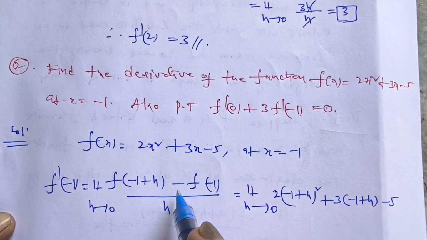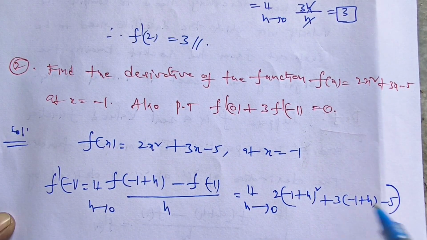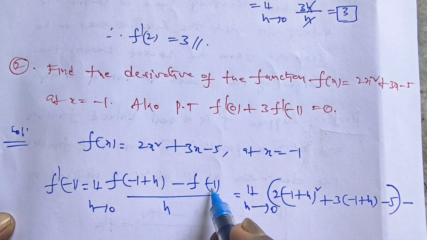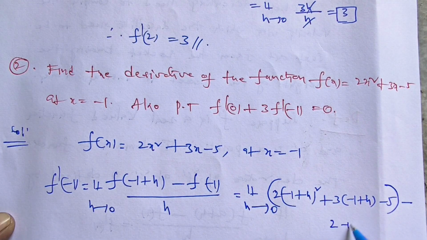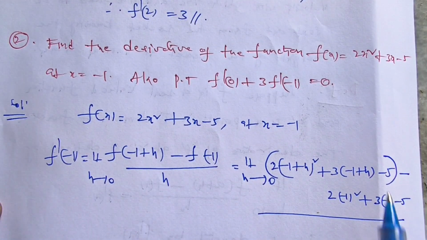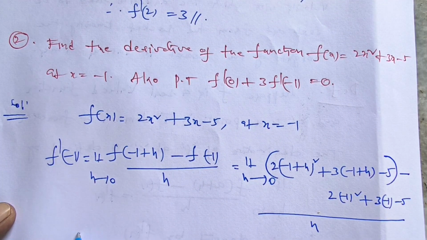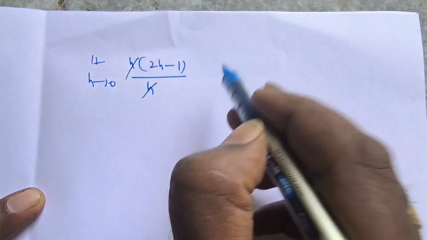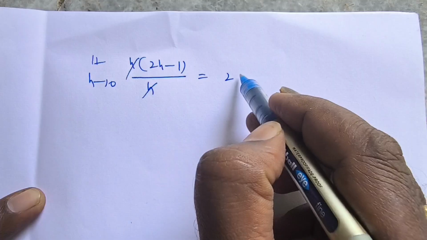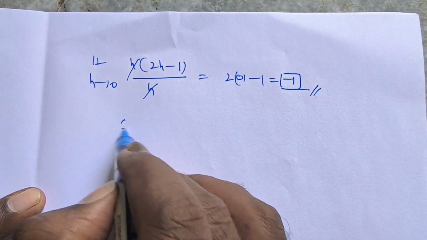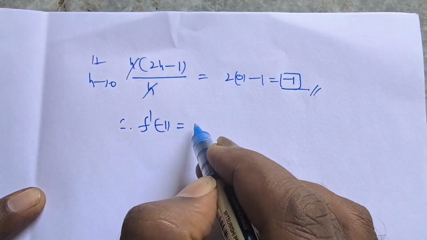Now substitute f of minus 1 plus h in the given function like this, minus f of minus 1, which means replace x by minus 1 in the given function: 2 into minus 1 whole square plus 3 into minus 1 minus 5, by h. After some simplifications, we have limit h tends to 0 of h into 2h minus 1. Here h cancels, and the remaining value, when we apply h as 0, is 2 into 0 minus 1, which is equal to minus 1.